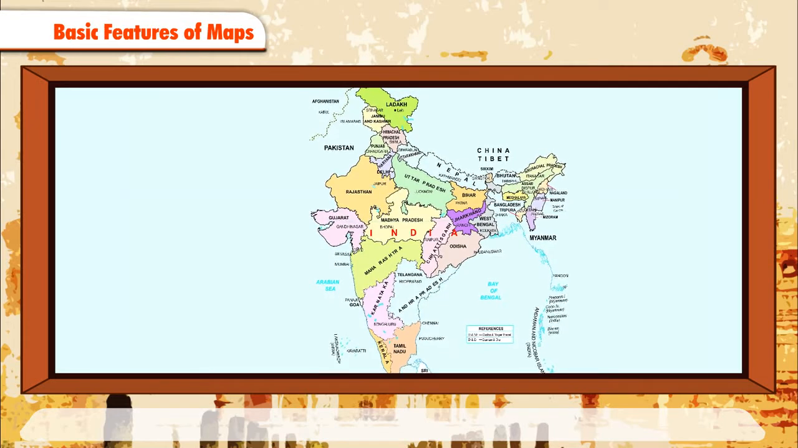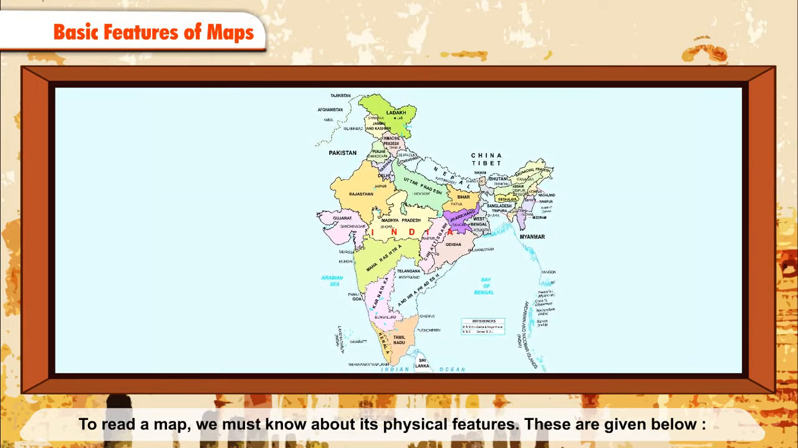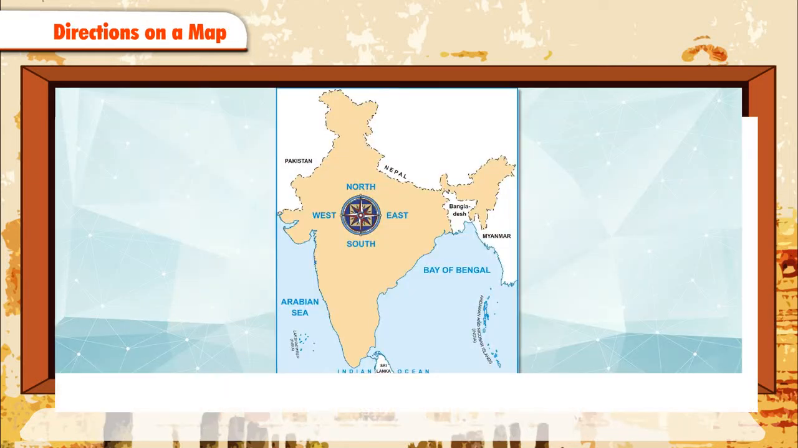Basic features of maps. To read a map, we must know about its physical features. These are given below. Directions on a map. We know that there are four main directions: north, east, south and west. All maps follow a uniform pattern of directions. The top of the map indicates the north and bottom shows the south. The right side of the map indicates east and the left side shows the west. These directions are called cardinal directions.